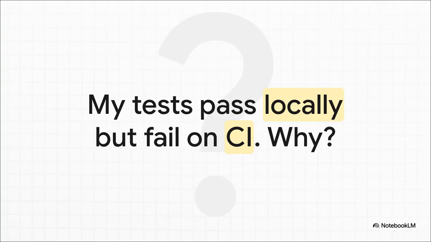The classic. This is the one that drives everyone crazy, right? You're totally confident your code is perfect. Everything passes on your machine. But the second GitHub Actions runs it, boom, failure. So what is going on?